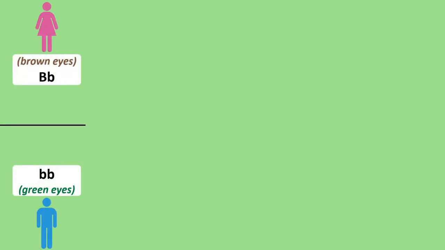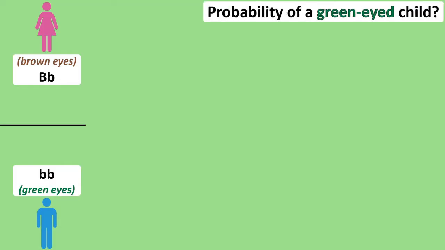So knowing this, let's carry out a genetic cross. Take a brown-eyed female with a capital B small b genotype and a green-eyed male with a small b small b genotype. If they had a child, what's the possibility of their child having green eyes? Well, from looking at the female's genotype, she can pass on either the dominant allele she possesses or the recessive one in her egg cells. From looking at the male's genotype, he'll only pass on a recessive allele he possesses in his sperm cells.